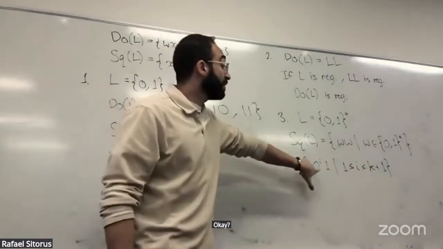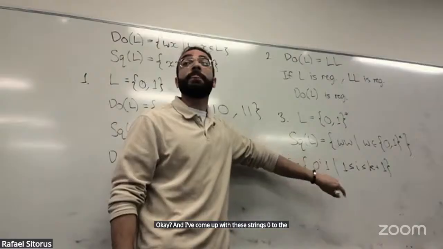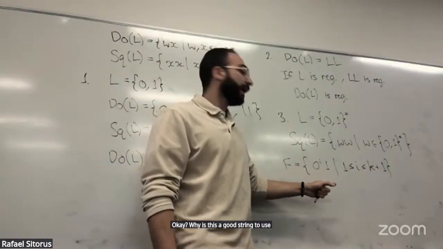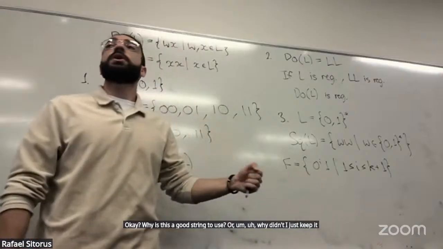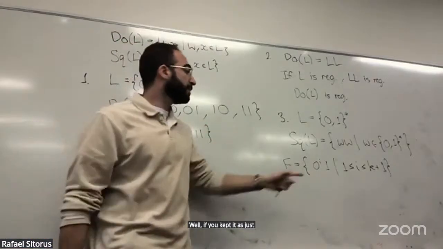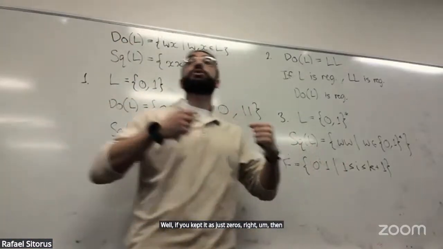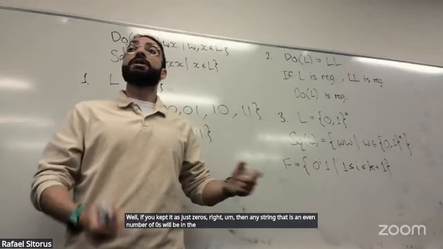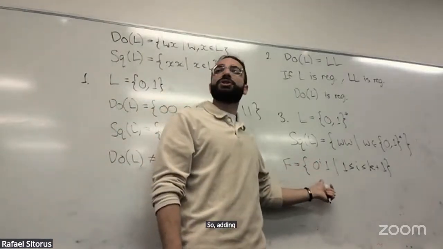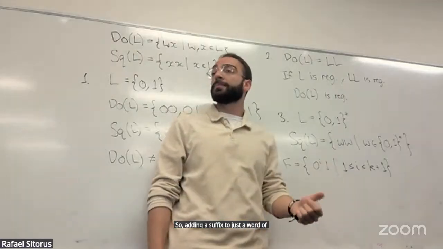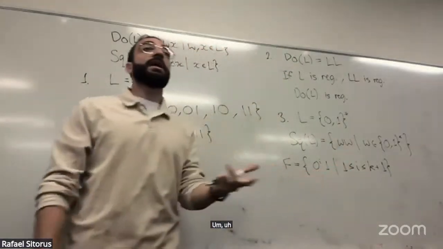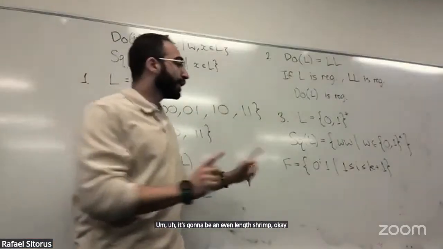And I've come up with these strings 0^i 1. Why is this a good string to use? Or why didn't I just keep it as zeros? Well, if you kept it as just zeros, then any string that is an even number of zeros will be in the language. So adding a suffix to just a word of zeros will be a bit tricky, because when you double it, it's going to be an even length string. So working with just zeros is a bit tricky.